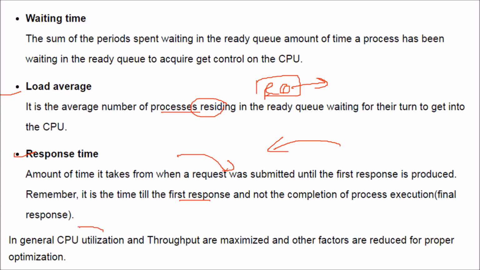So in general, CPU utilization and throughput are maximized, and the other factors which we have just seen are reduced for proper and efficient optimization of the CPU. So this was about CPU scheduling.